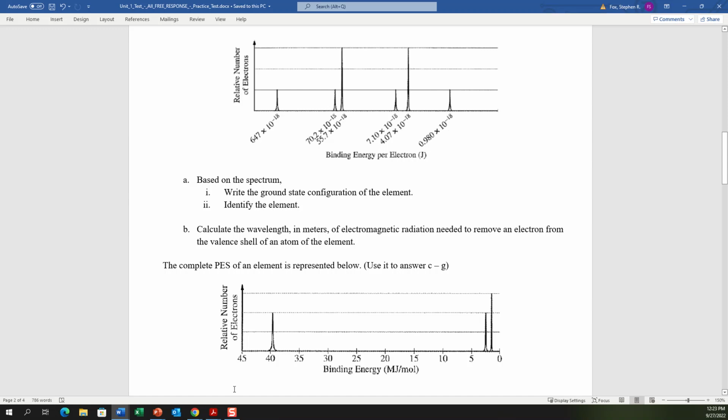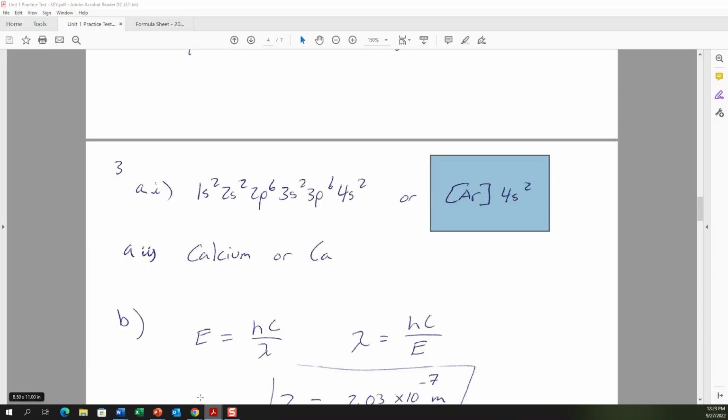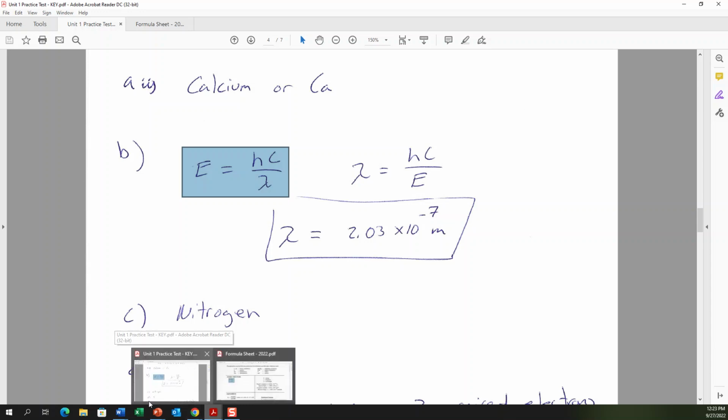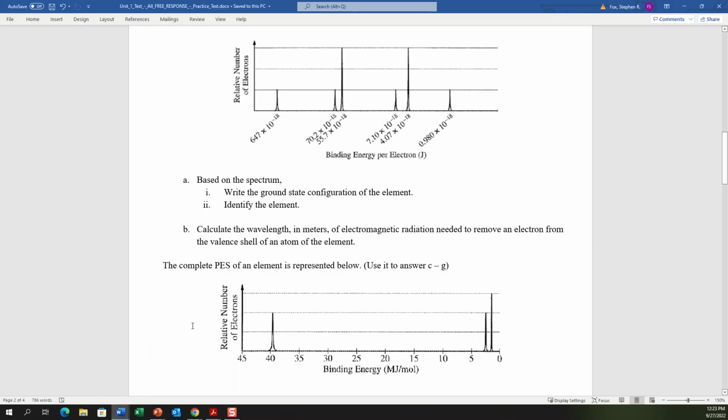So again, we're going back to our speed of light equation and our energy equation. And we're just plugging in the energy value. And the energy value we're plugging in is that 0.98 times 10 to the negative 18, which is on the PES spectrum. And we get our wavelength in meters. Okay. So let's keep on rolling.